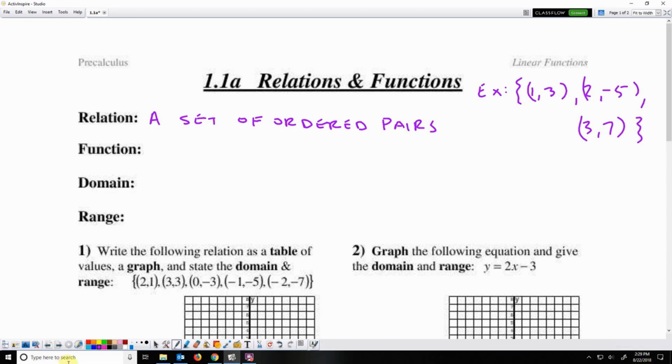A function is a specific type of relation. So a relation can be a function, but it doesn't have to be. A function is a relation in which each x value has only one corresponding y value.